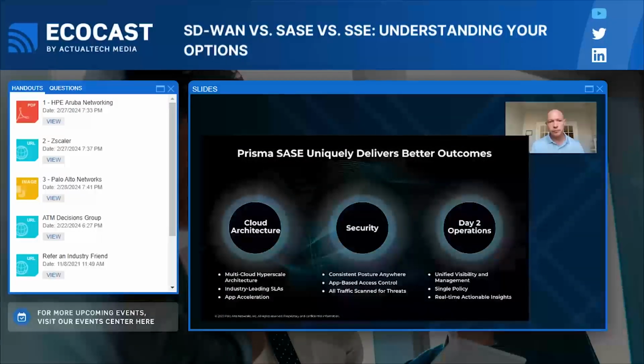So this is it, rounding this out. It's a unique approach on purpose to deliver better outcomes. It is not a feature, capability matrix type product, if you will.